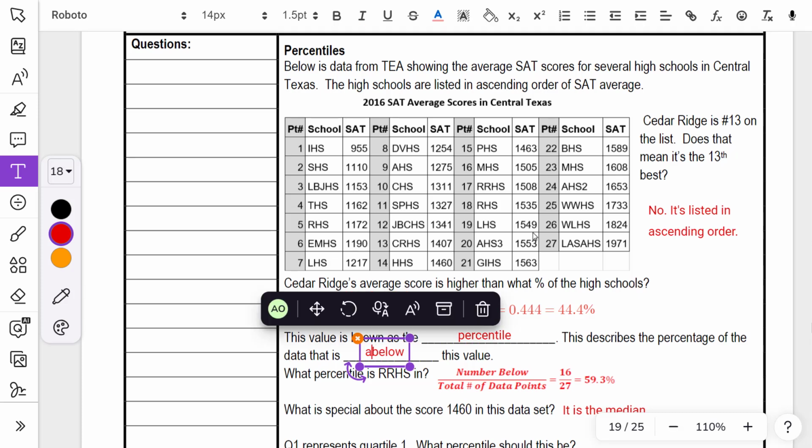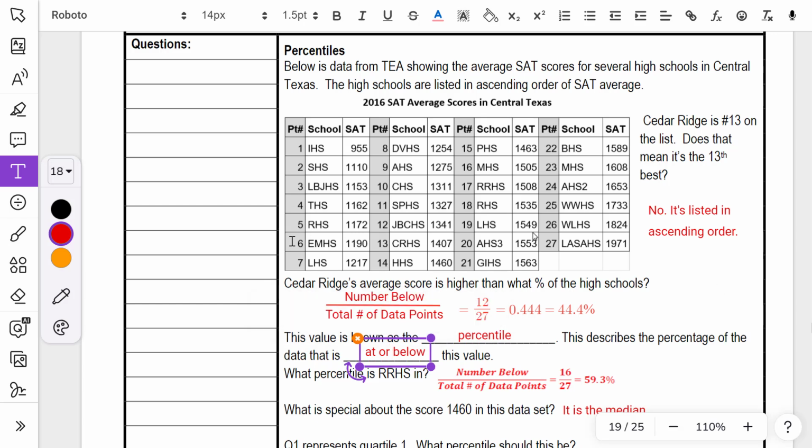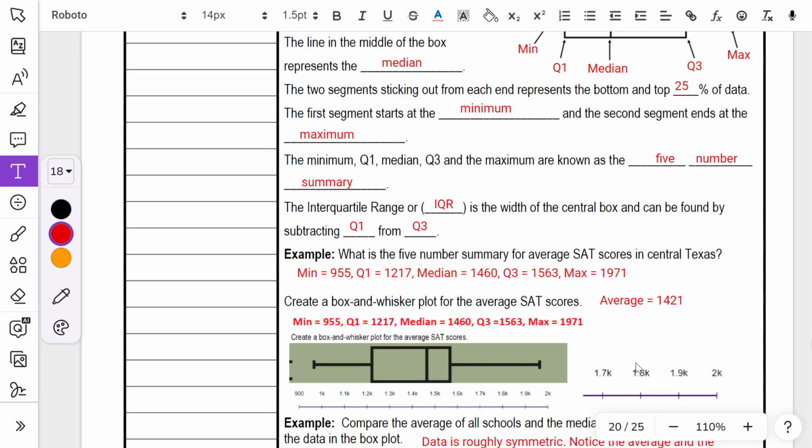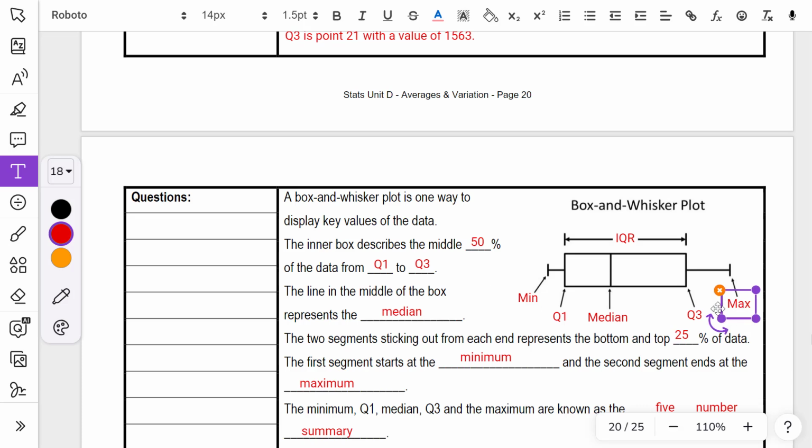There are two definitions for percentile. It's the number of data points at or below the value divided by the total. So you can see different percentiles here. Here we used below. But let's go ahead. And then our goal is to make a box and whisker plot.